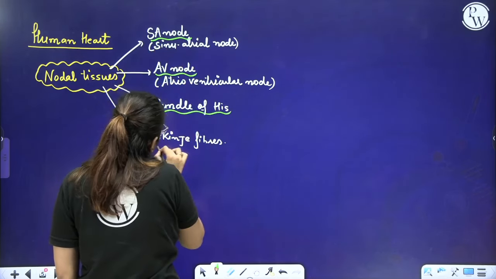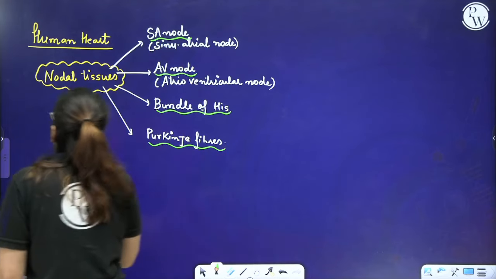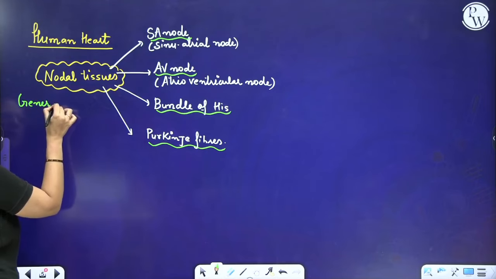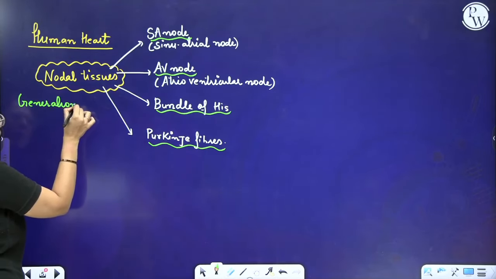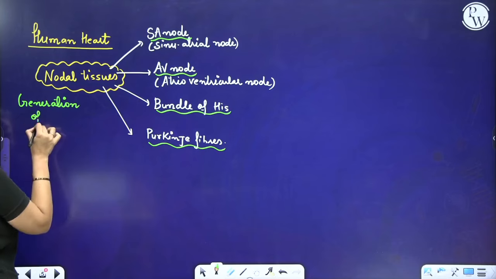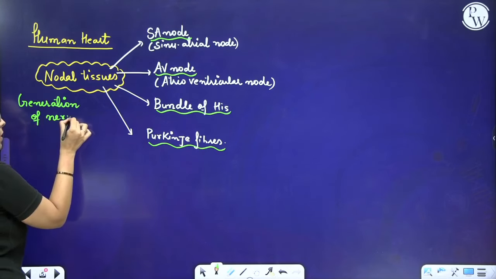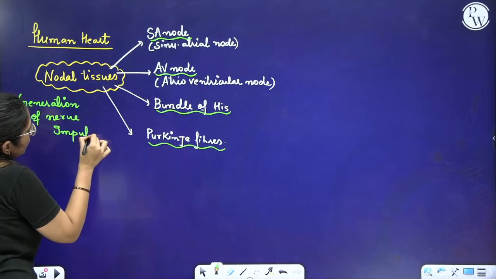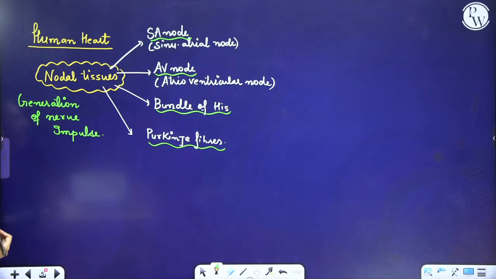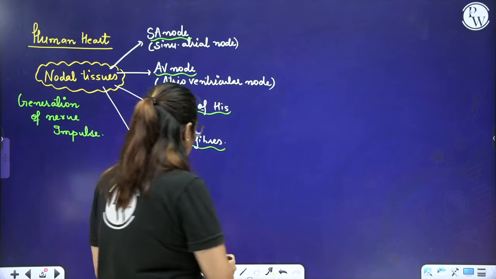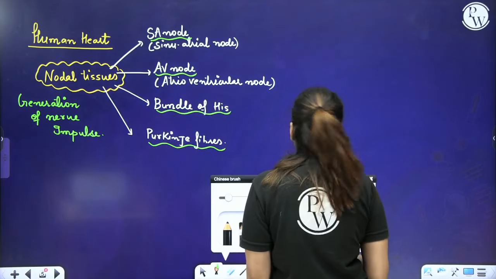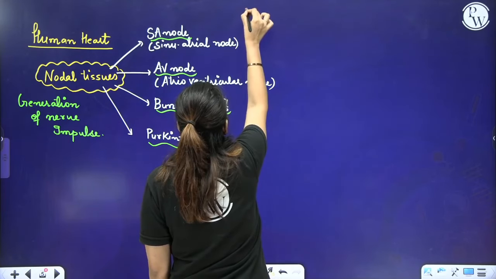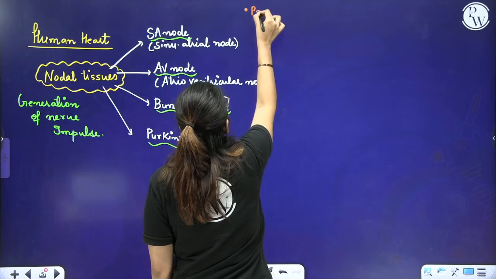Now these different types of nodal tissues are responsible for the generation of nerve impulse. What is the function of all of them? The function of all of them is the generation of nerve impulse. Please remember, generation of nerve impulse, very important. Now SA node, another name of SA node is pacemaker. So let's write about the SA node. Now they are termed as pacemaker.